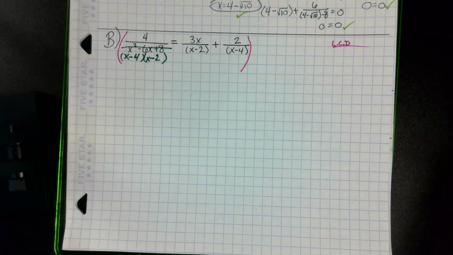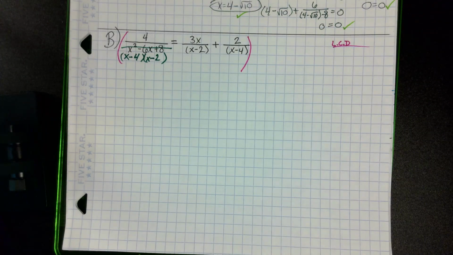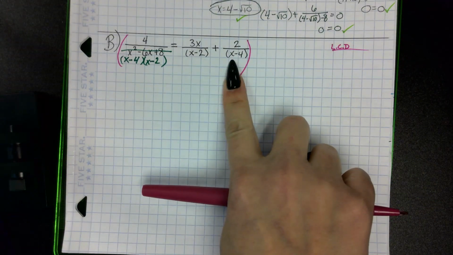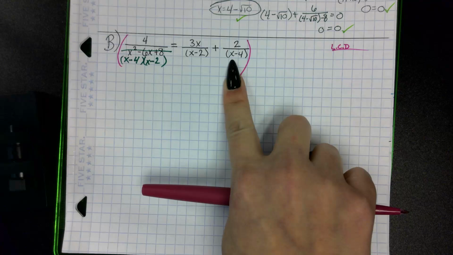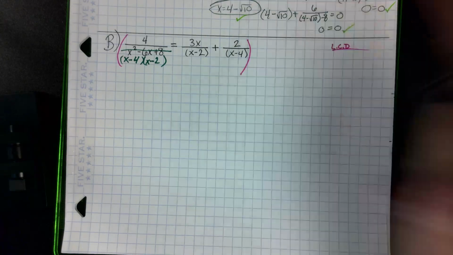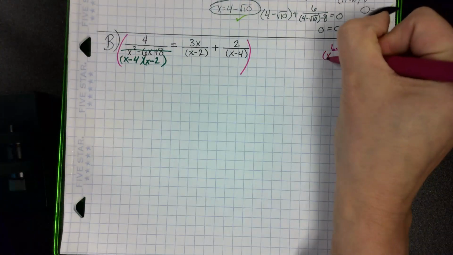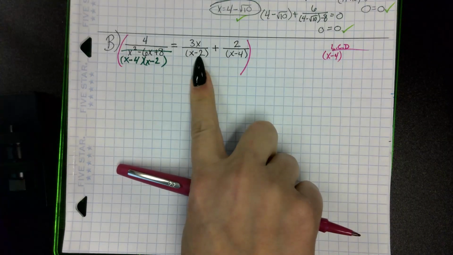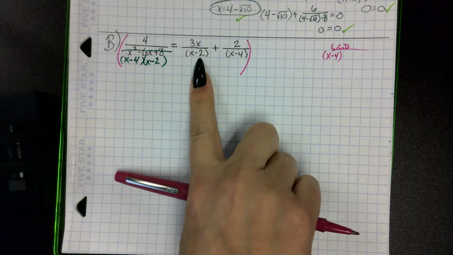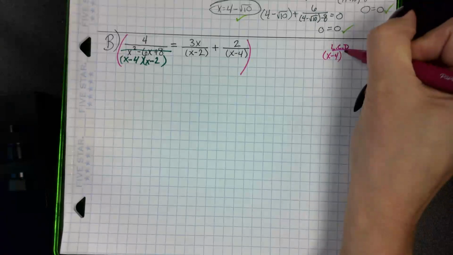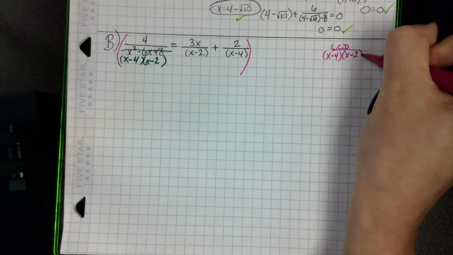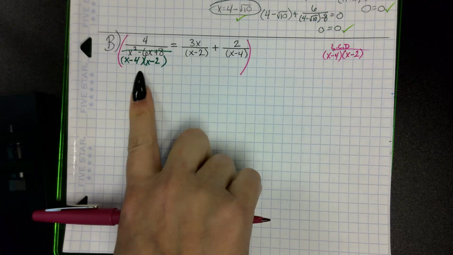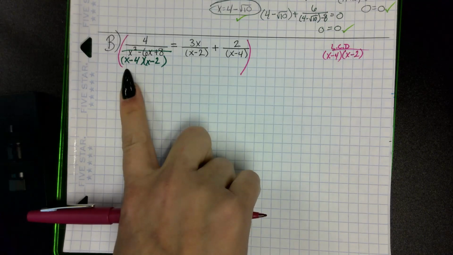So I look for each unique denominator. I have x minus 4 in the denominator. So that's one of them. Then I look at this denominator. It is different. That is x minus 2. So then I look at the first denominator. I have x minus 4.